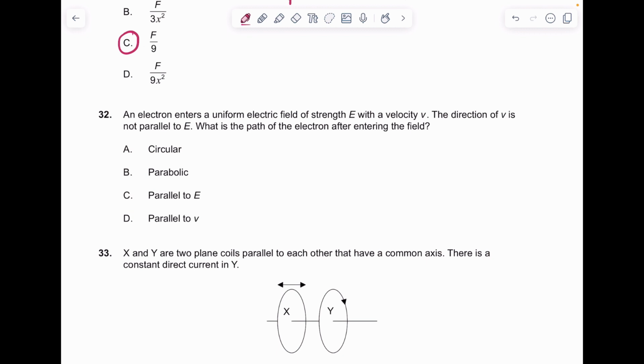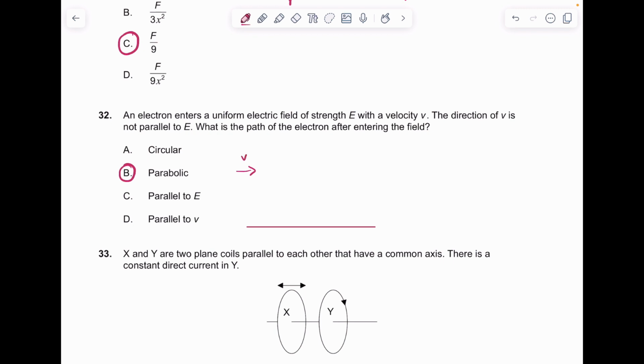An electron enters a uniform electric field E with a velocity v. What's the path of the electron after entering the field? Now, the answer to this is parabolic. And the analogy I'm going to use is a projectile moving through a gravitational field. If I have the ground and I launch a projectile with speed v in a constant gravitational field, I get a parabolic path. And we're getting exactly the same thing with our electron entering our uniform electric field.